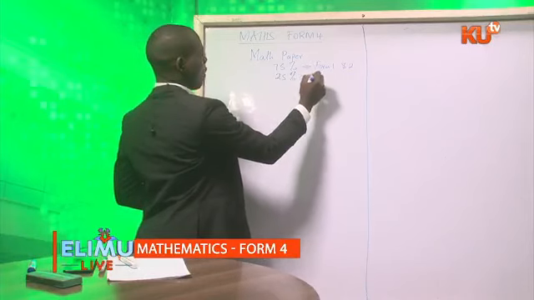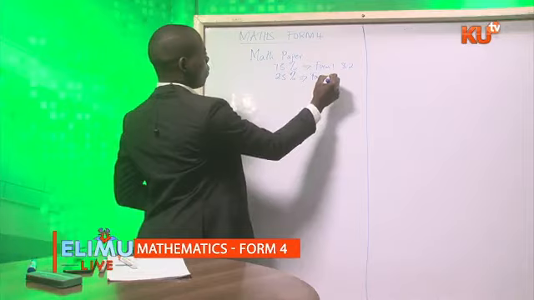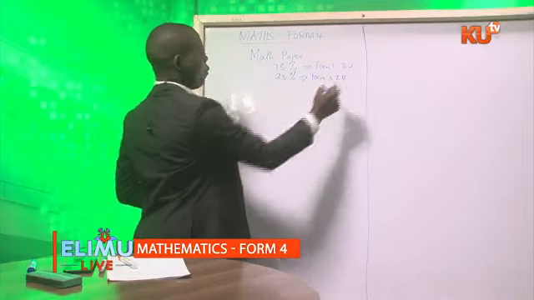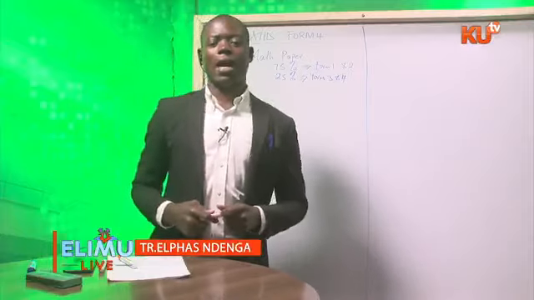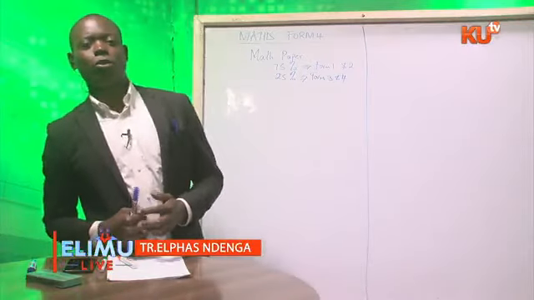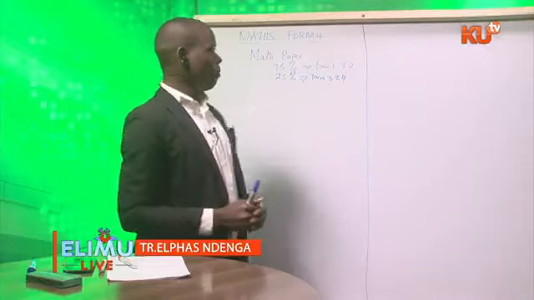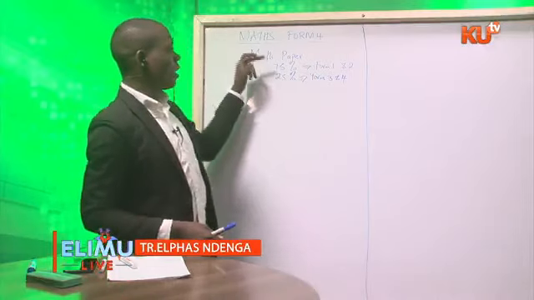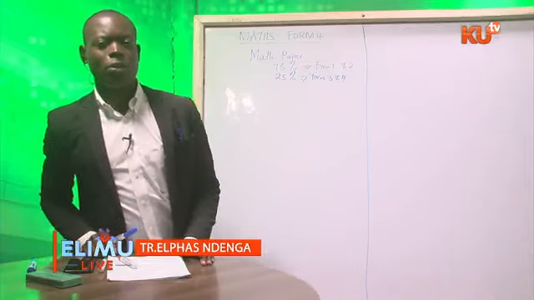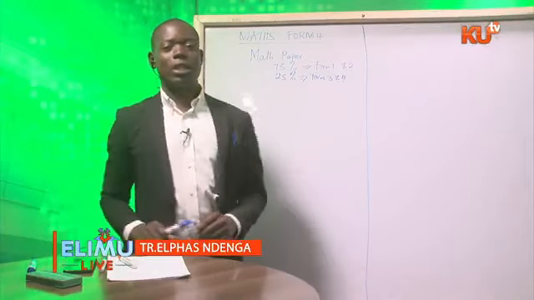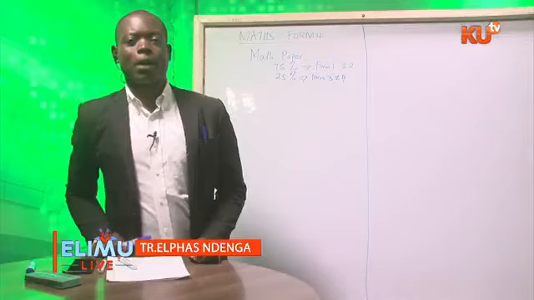And the remaining 25% will cover Form 3 and Form 4 work. Therefore, it is easier to tell that as a candidate, if you want to do well in Paper 1, you must have to put a lot of emphasis on Form 1 and 2, even though Form 3 and 4 will still count in that paper.